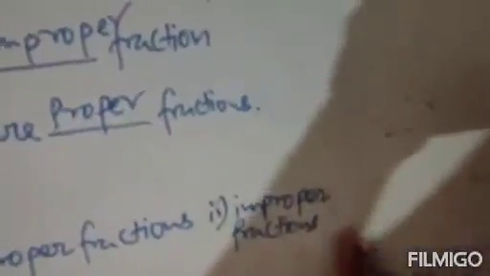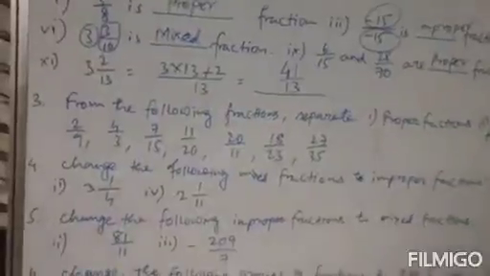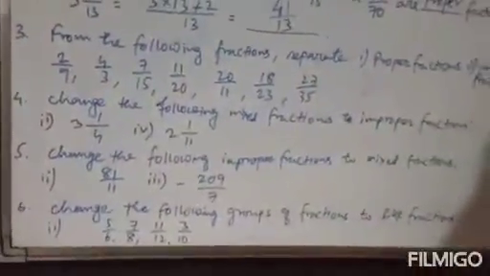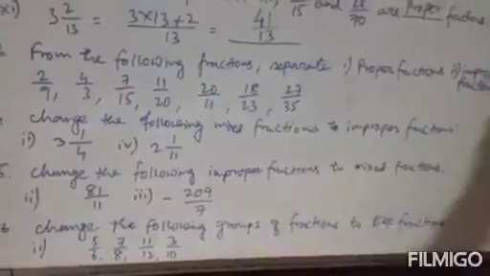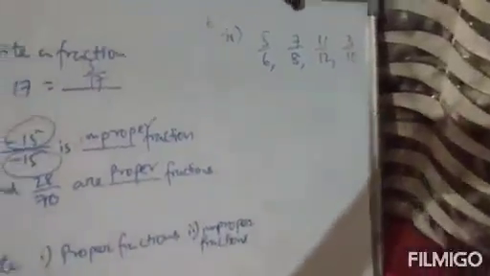Question number 6. The question says, change the following groups of fractions to like fractions. That means some fractions are given and we have to convert these into like fractions. So the fractions are 1 5 by 6, 7 by 8, 11 by 12, and 3 by 10. These are the fractions given to us, and we have to convert these fractions into like fractions.